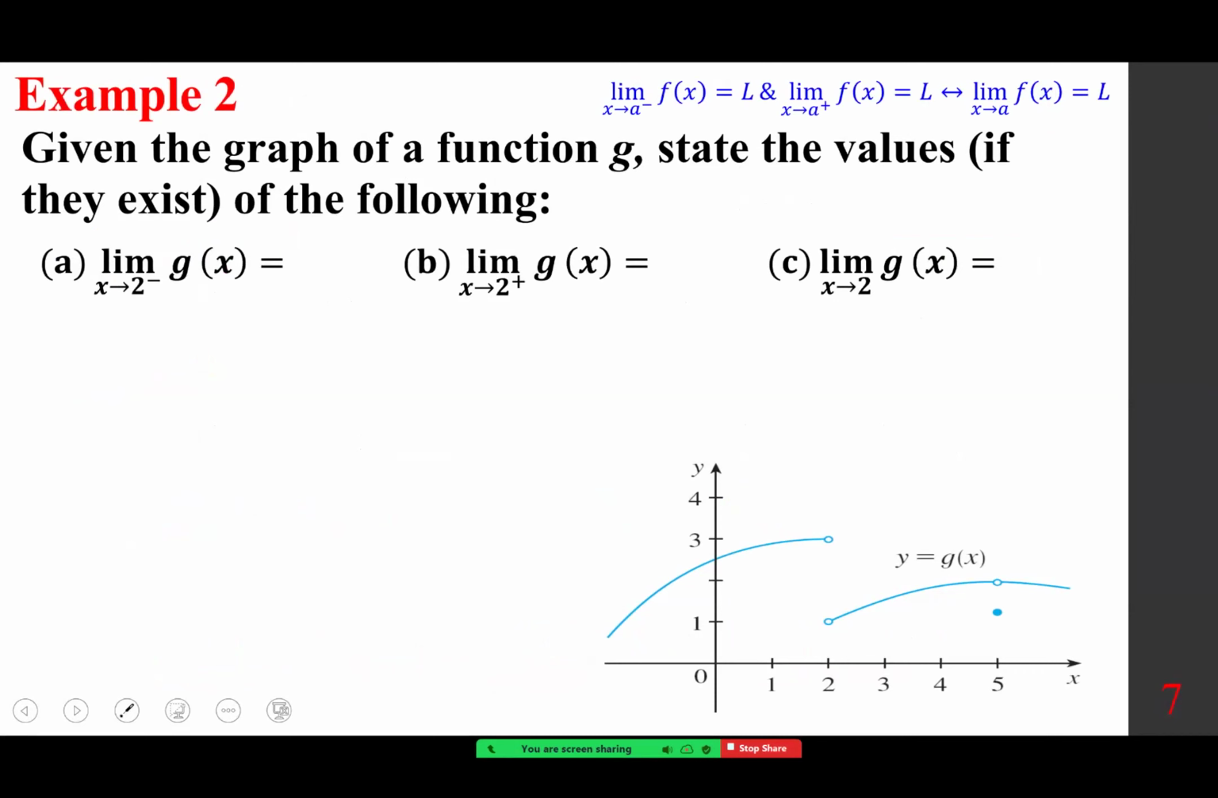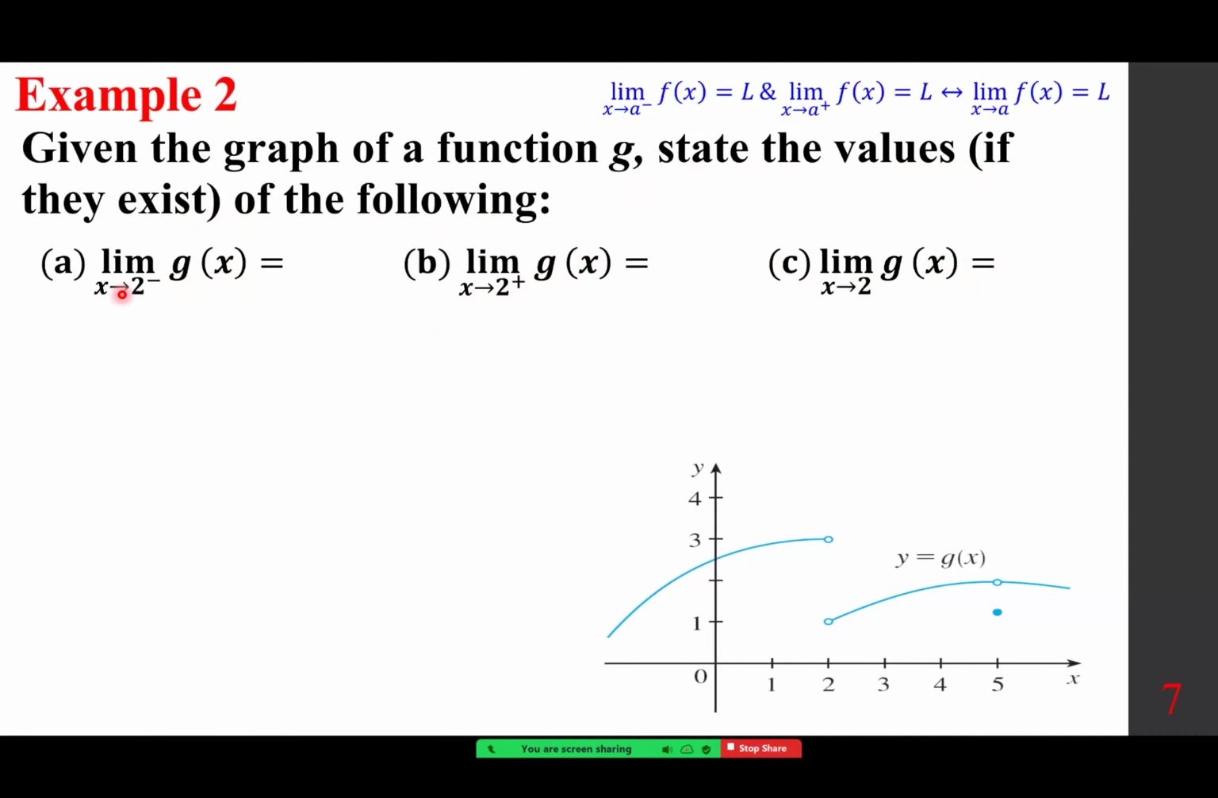Given the graph of a function g, state the values, if they exist, of the following: the limit of g of x as x approaches 2 from the left, the limit of g of x as x approaches 2 from the right, and the limit of g of x as x approaches 2. In other words, we are interested in finding this, and therefore we are going to look at one-sided limits.